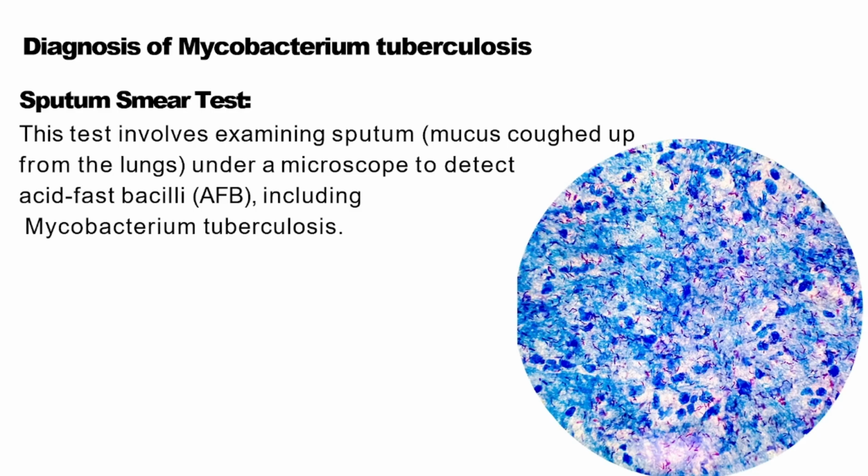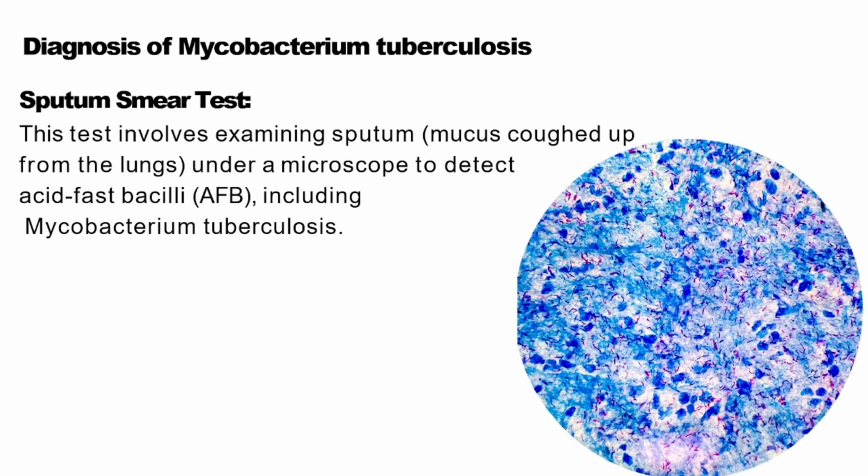Now this slide is about the diagnosis of Mycobacterium tuberculosis. The first and most common test performed in order to diagnose it is the sputum smear test. This test involves examining the sputum under a microscope to detect acid-fast bacilli, including Mycobacterium tuberculosis. This test is also known as smear microscopy. In this method, the sputum is spread on a slide and then it is stained and examined under a microscope.